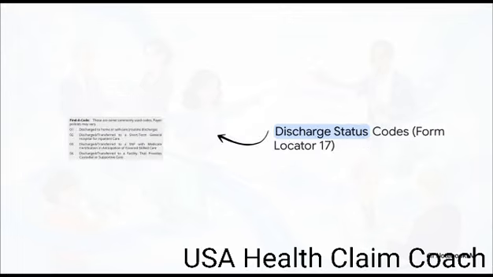And of course, on the flip side of admission, you have discharge. That's Form Locator 17. Look at these discharge status codes. Code 01 means they just went home for routine self-care. Code 03 means they transferred to a Medicare-certified skilled nursing facility. This specific box is incredibly high stakes, guys. Medicare relies heavily on this single code to calculate post-acute payments and DRG reimbursements. Get it wrong and you're leaving money on the table.